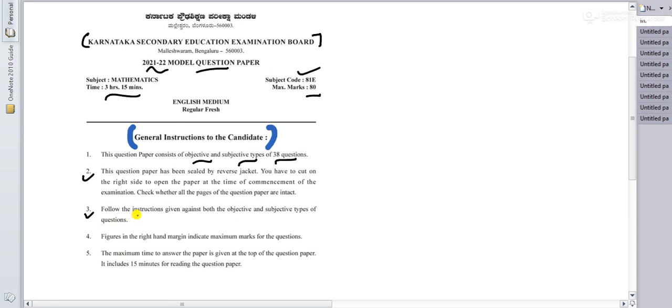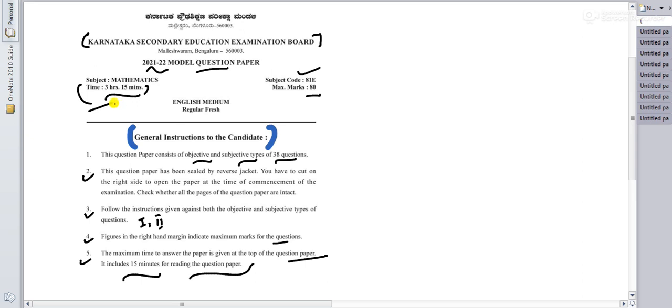Means you have to read the headings, like the heading of first main, second main. Next, the figures in the right hand margin indicate maximum marks for the question. So the marks will be at the right side margin. Next, the maximum time to answer this paper is given at the top of the question paper. You can see that 3 hours 15 minutes. It includes 15 minutes for reading the question paper. You can read the question paper thoroughly, maximum by 5 minutes, and the rest of the time you can use for answering the questions.